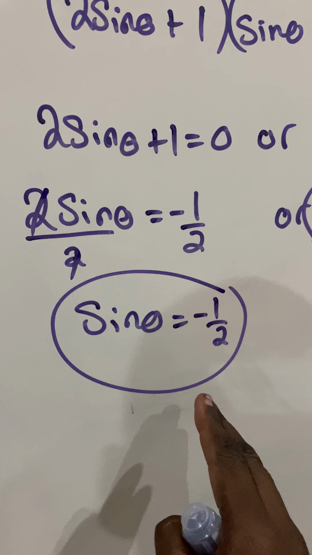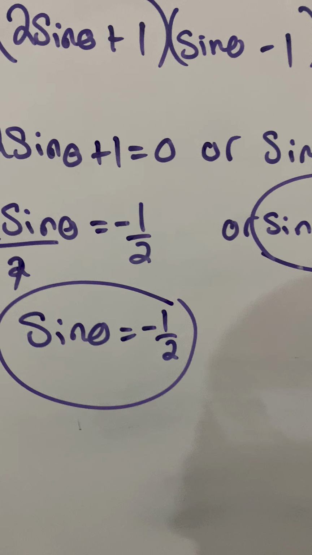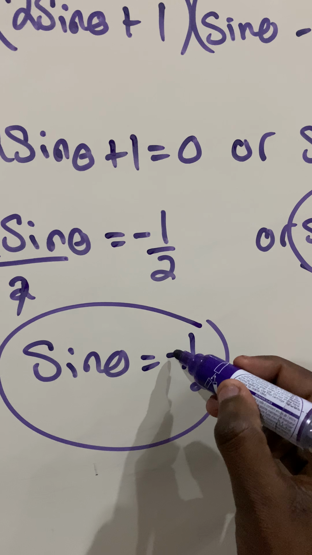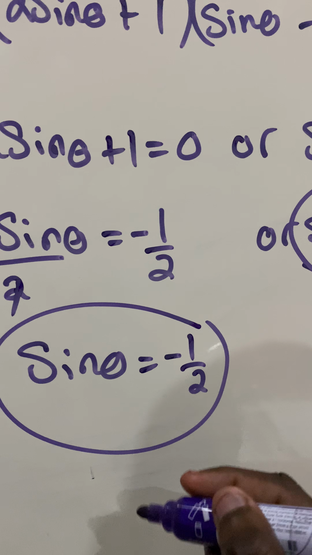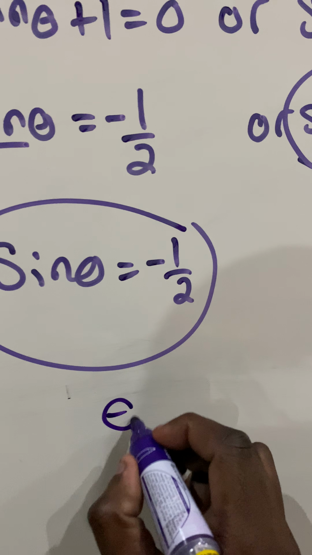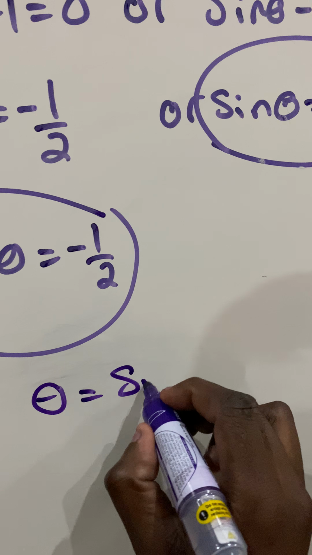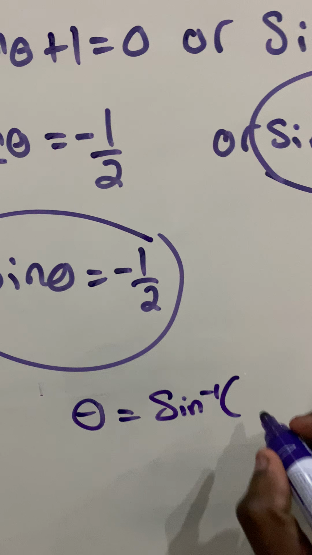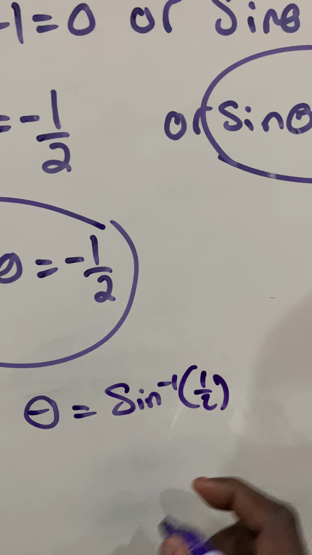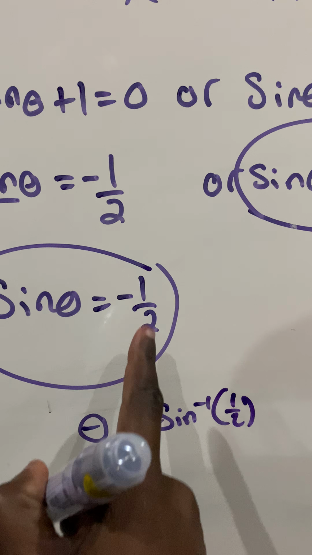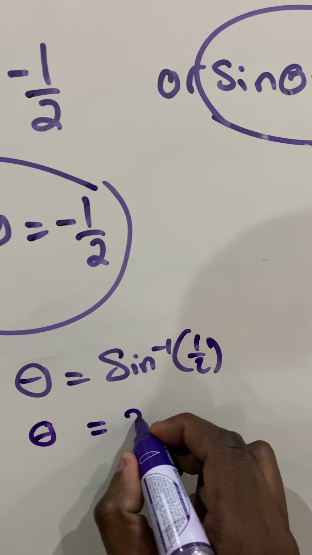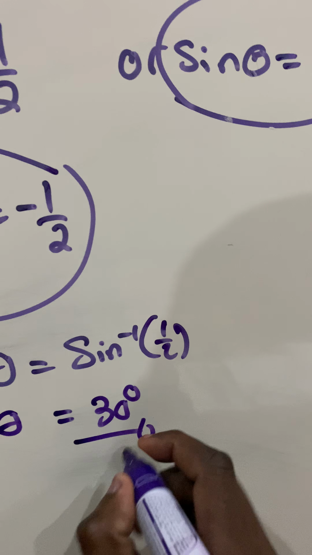And then for this one, you also have to find a solution. But remember, this negative, when you're finding your reference angle, you don't include it in your calculator. This is just telling you in which quadrants we are going to work, right? So we have to find the reference angle. So it's going to be sin inverse of 1 over 2, right? We don't put in the negative. The negative is just telling us in which quadrants we are going to work. So therefore, theta is equal to 30 degrees. This is our reference angle.